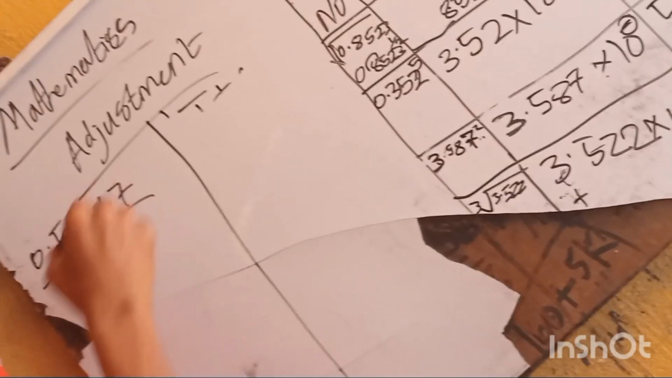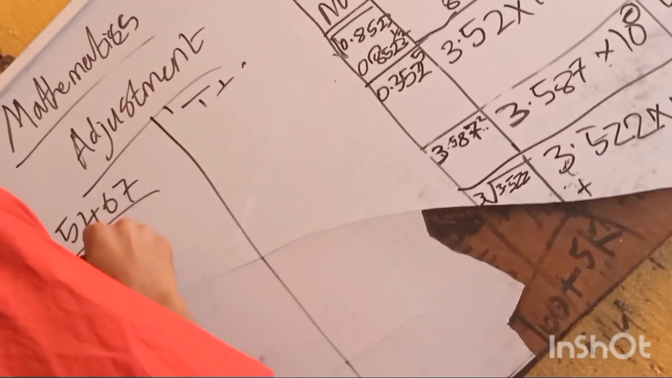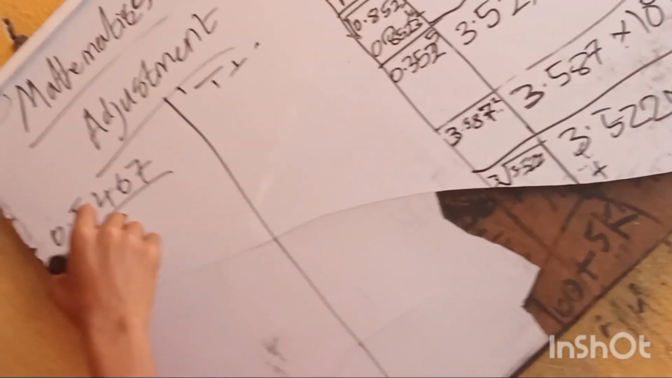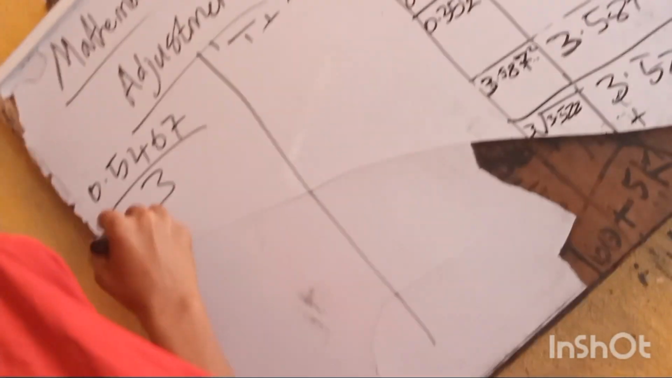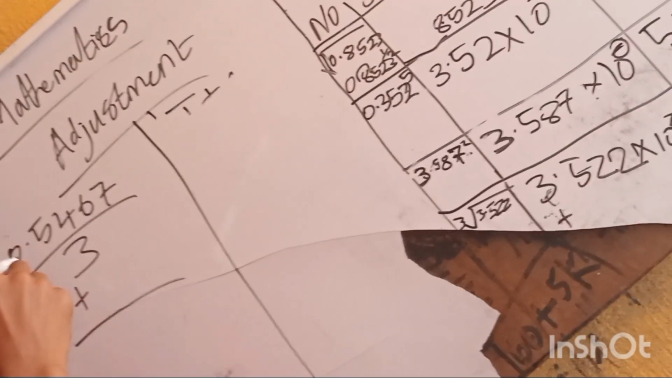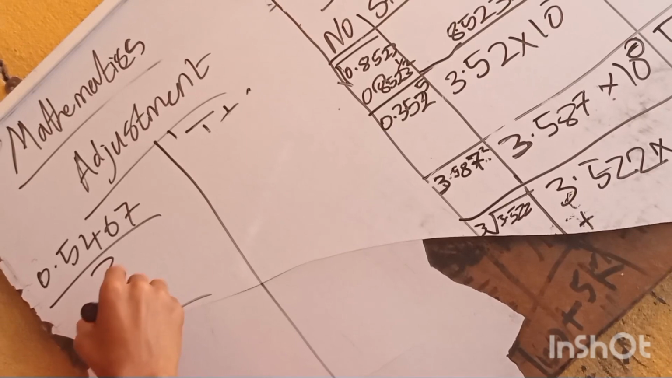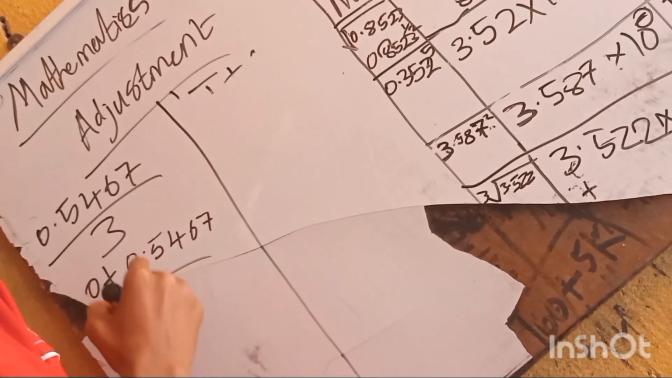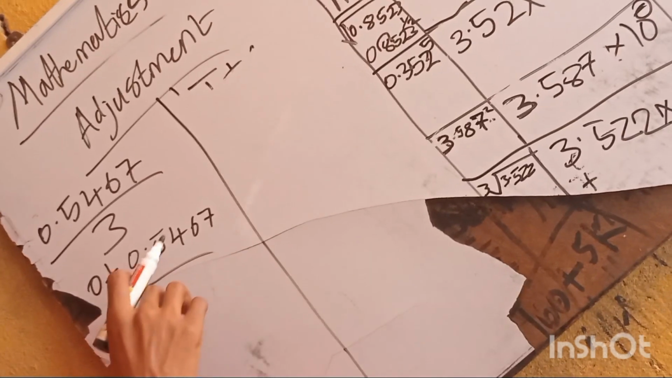It becomes 0.5467 divided by 3, because it is cube root. Now, the first processing adjustment is to separate the numbers. 0 plus 0.5467 divided by 3.